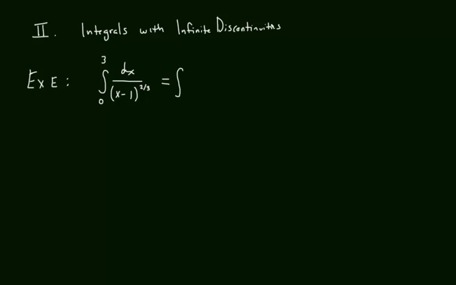So we're going to make this 0 to the point of discontinuity, 1, dx over (x minus 1) to the 2/3. And then we're going to add to that the integral from 1 to 3, dx over (x minus 1) to the 2/3. Now we're going to have to do each one of these individually. If either one of them fails to converge, then the whole thing fails to converge. If they both converge, then the answer is the sum of the two.